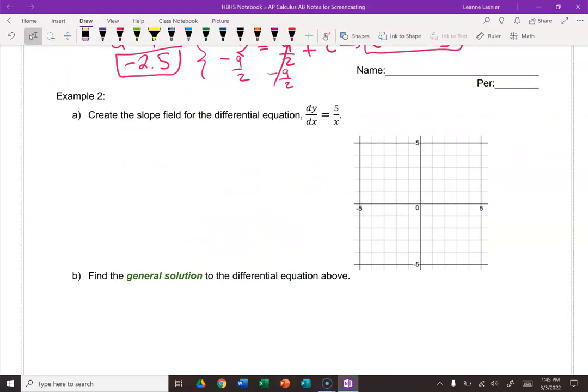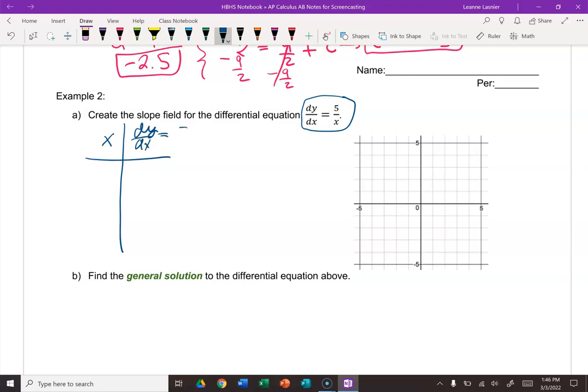All right, so in example 2, we're going to do the same series of steps we did before, but now we're looking at the differential equation where we have the derivative of y is equal to 5 over x. So again, just like the last time, I'm going to go ahead and make a table of values. And since my grid here is going from -5 to 5, I think I will do the same thing for my x's. And then for my slopes, which are my derivatives, right? This is a slope of a tangent line. It'll be 5 divided by whatever the x coordinate is.